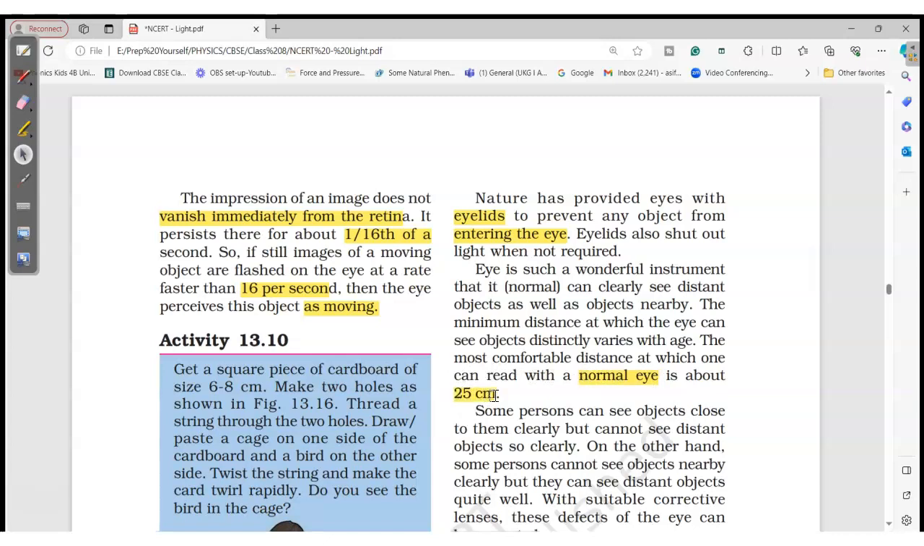Okay, the most comfortable distance at which one can read with a normal eye is 25 centimeters. So this is the minimum distance. If you bring an object closer to your eye, less than 25 centimeters, you can still see that object, but you will feel a bit stressed. So with a relaxed eye, comfortably we can see at 25 centimeters and beyond. Okay.